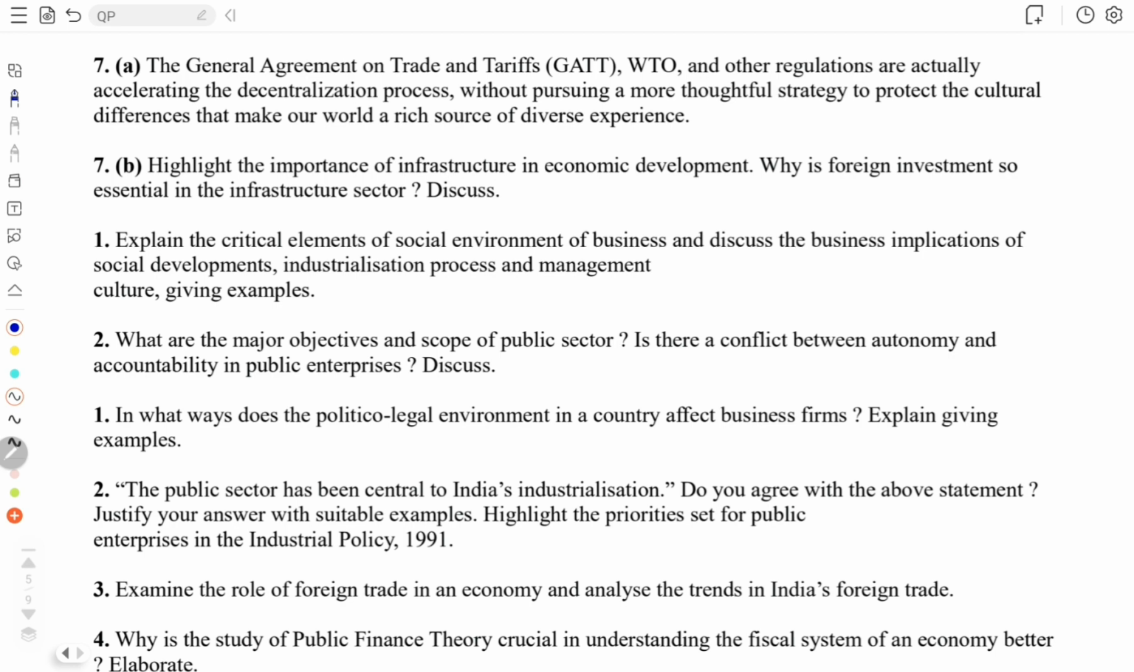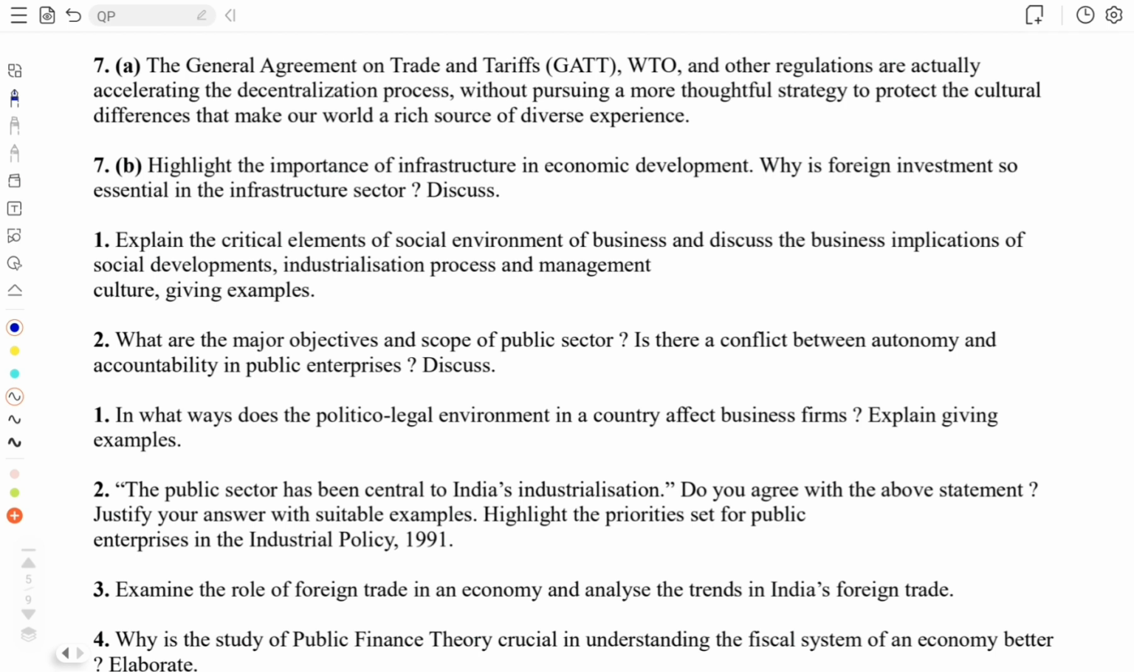The next question is, the public sector has been central to India's industrialization. Do you agree with the above statement? Justify your answer with suitable examples, highlighting the priorities set for public enterprises in the industrial policy of 1991. So you can talk about the industrial policy of 1991, and then you can write your own opinion in this matter as well. I would say development of infrastructure, heavy industries, oil, tech building, strategic products manufacture, oil and mine exploration, all those things you can write.